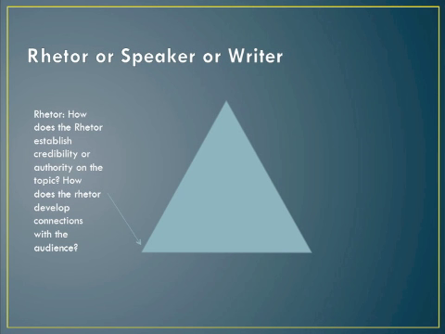Reader, speaker, or writer. Basically the person who is constructing the argument or the text. And the thing that we need to think about with the reader is how does the reader establish credibility or authority on the topic? We'll get into this a little bit in more detail when we start talking about rhetorical appeals. But when you think about the reader, it's basically who is the person speaking or writing or delivering this argument. And the other nuance or the other part of this as well is not only establishing credibility or authority on the topic, it's basically how does a writer develop connections with the audience.